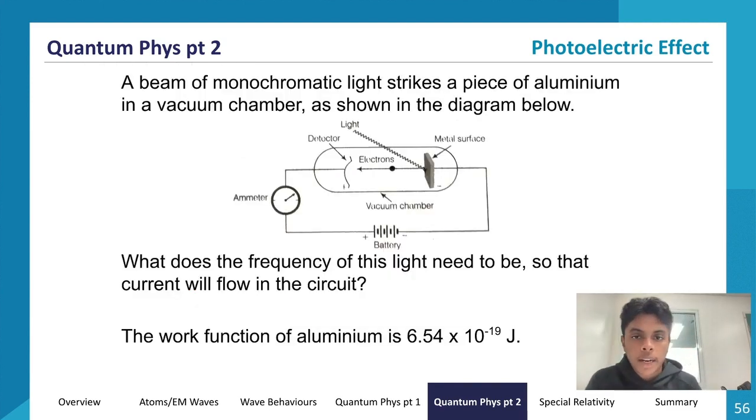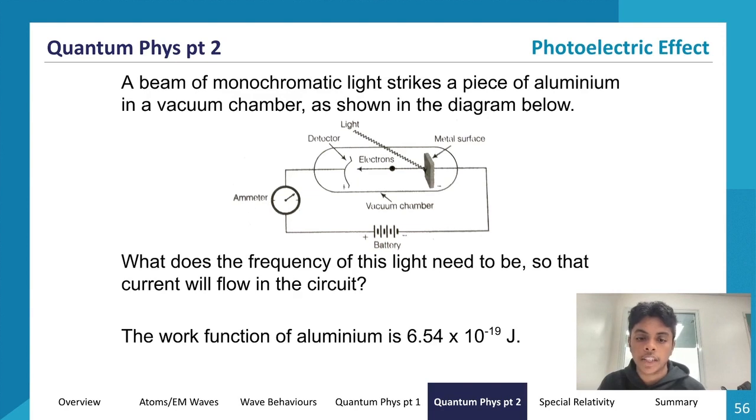A beam of monochromatic light strikes a piece of aluminium in a vacuum chamber as shown in the diagram below. What does the frequency of this light need to be so that current will flow in the circuit? The work function of aluminium is 6.54 times 10 to the power of negative 19 joules. So yeah, we need current to flow in the circuit, right? So what does the frequency of this light need to be? We're trying to find the minimum, the threshold frequency basically.